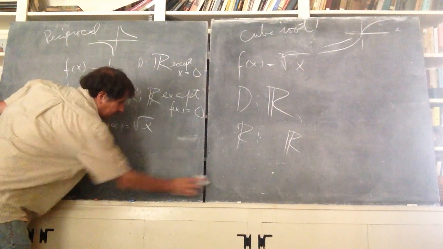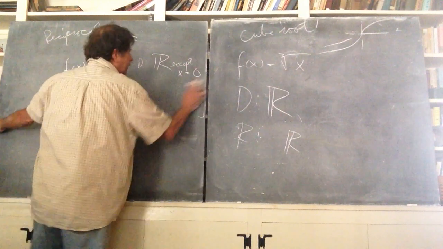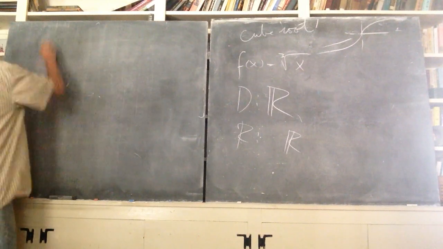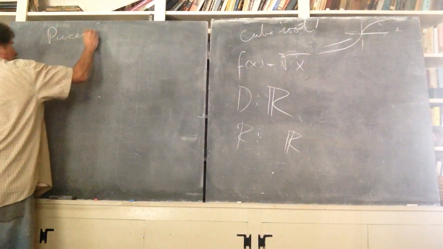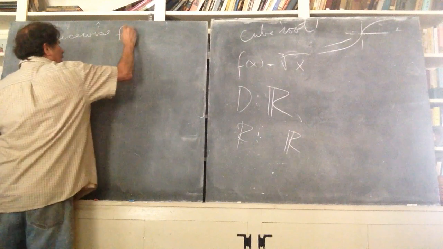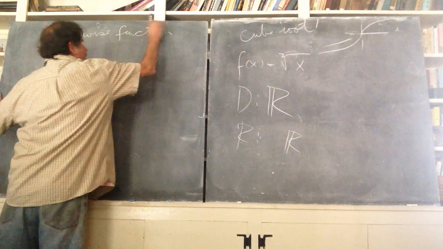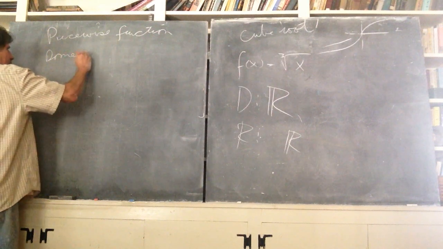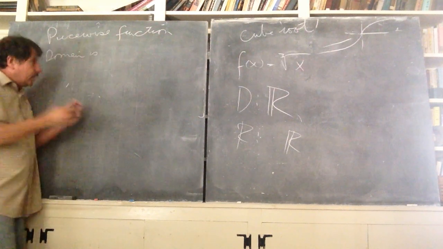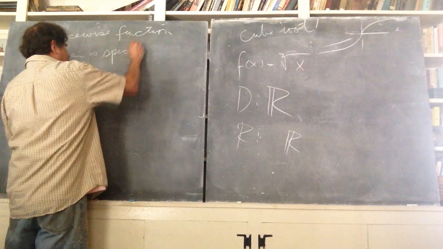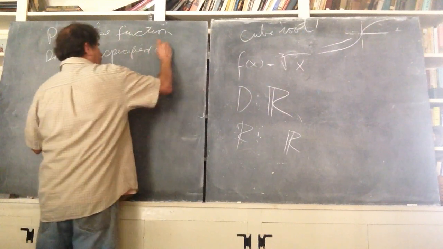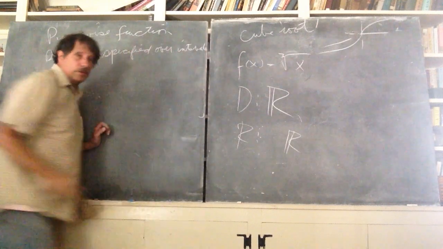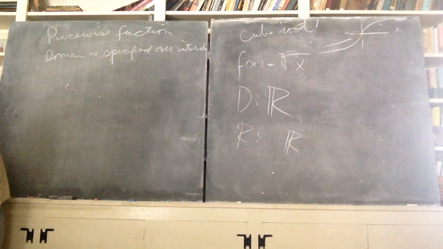One more kind of function. It's called a piecewise function, in which you split up the domain. The domain is split up. The domain is specified over certain intervals.